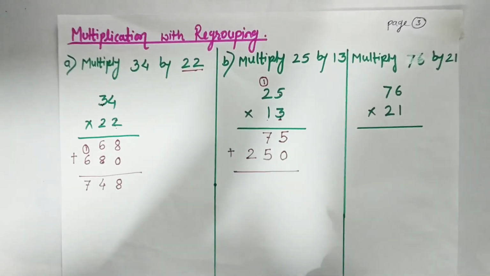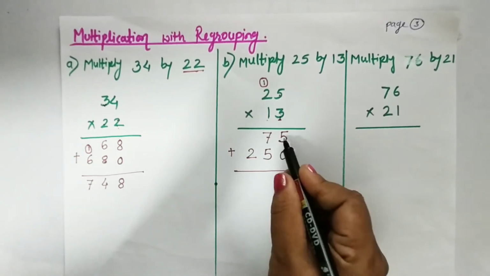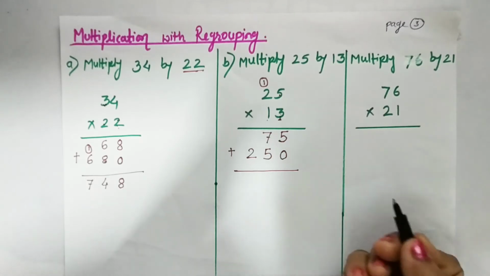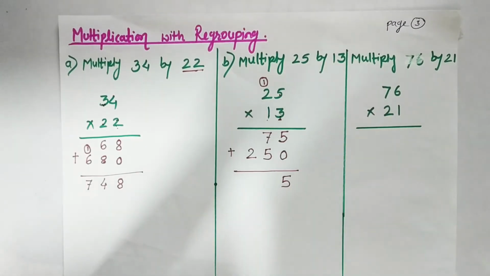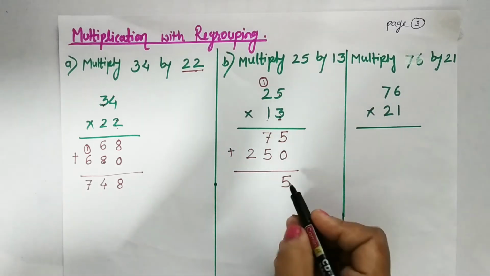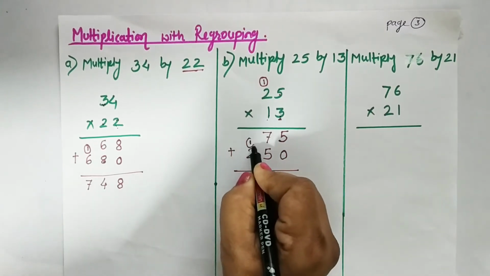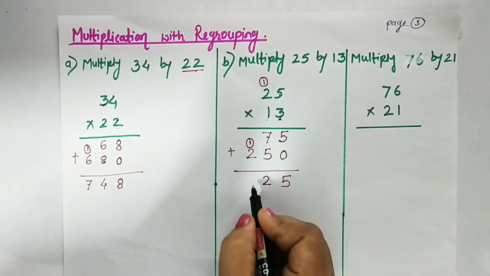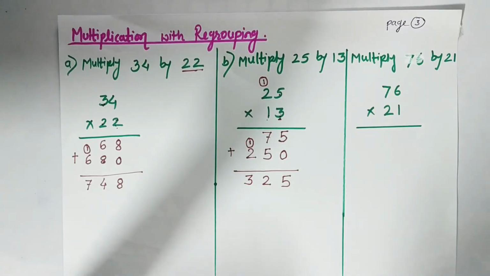So now this is done. Now we'll add this number. 5 plus 0, 5. 7 plus 5, 12. So 2 over here, 1 on the top. So 2 plus 1, 3. This way. Okay, so very easy.